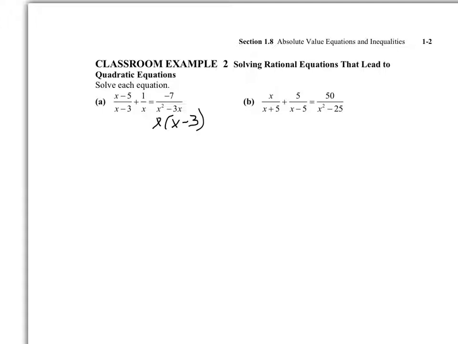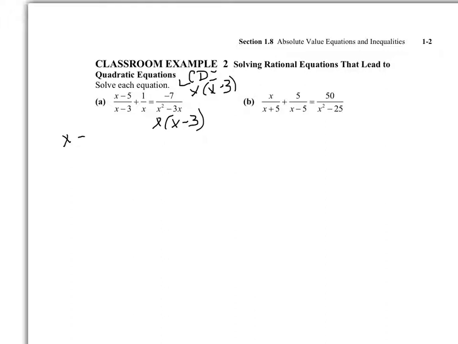Now that I have some factors that match up, when I look for the LCD, I have to use one of every different factor that occurs in these denominators. I only have 2 different factors. I have x and x minus 3. So that becomes my LCD, x times x minus 3. I have to use both of the 2 different factors that occur in these denominators.